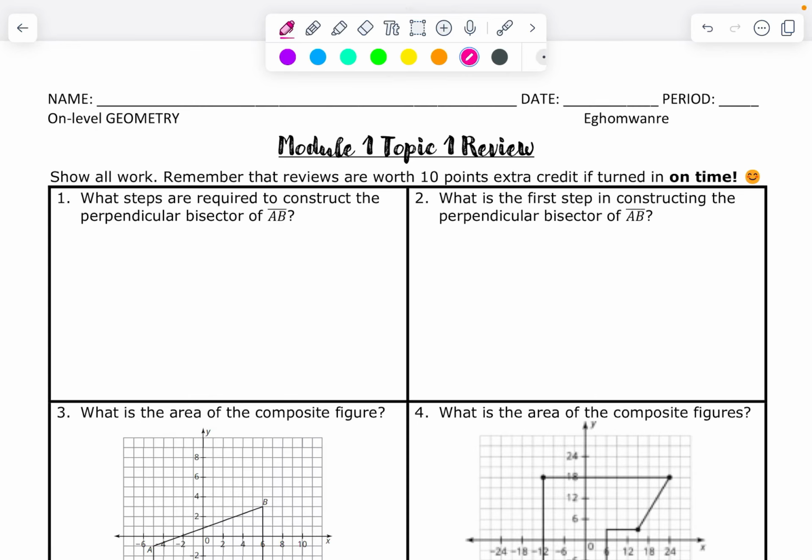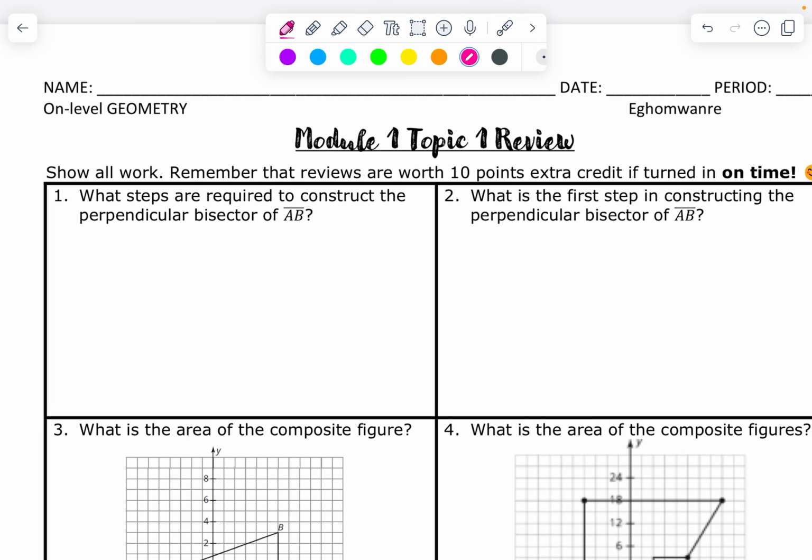This is the review for your topic 1 assessment. Remember to show all work and that this review is worth 10 points extra credit if you turn it in on time. That means you have to turn it in on test day.